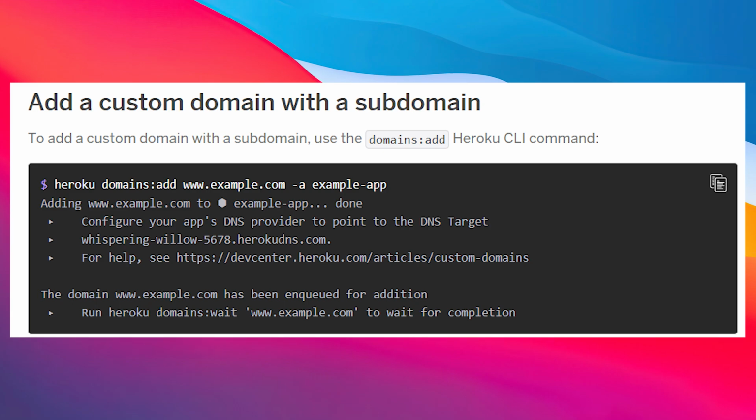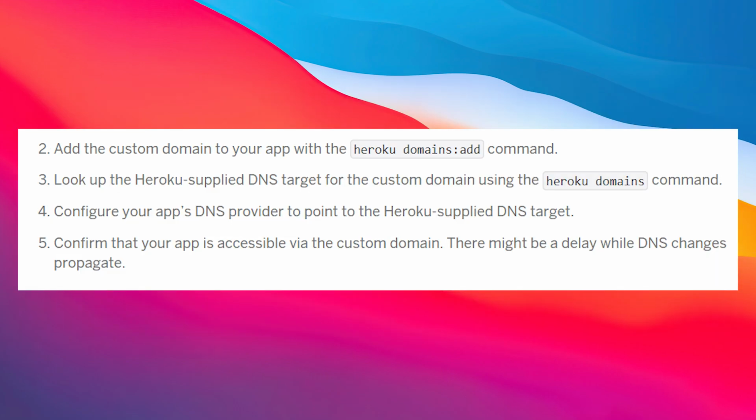Now look up the Heroku supplied DNS target for the custom domain using the heroku domains command, and configure your app's DNS provider to point to the Heroku supplied DNS target. Now, confirm that your app is accessible via the custom domain. There might be a delay while DNS changes propagate.